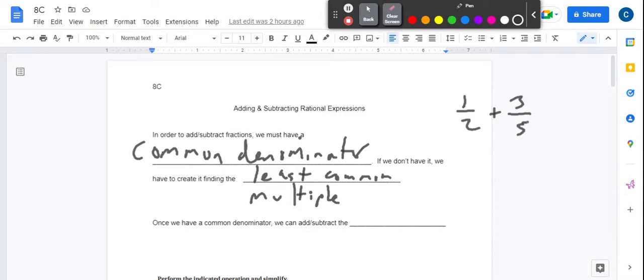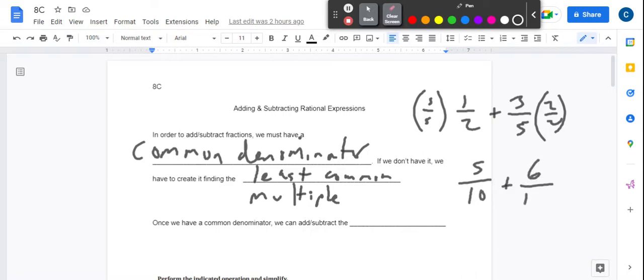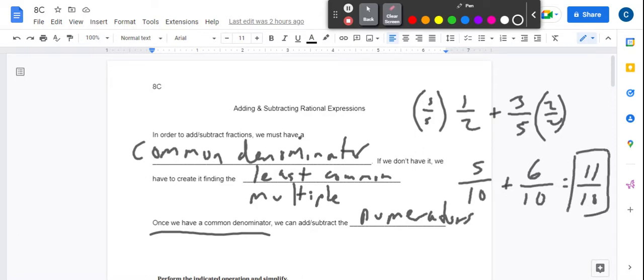Okay. So 1/2 really becomes 5/10 because we multiply this by 5 over 5. And we multiply this thing by 2 over 2 to get the least common multiple of 10. So we get 5/10 plus 6/10. And then, once we have a common denominator there, we add or subtract the numerators. So 5/10 plus 6/10 is 11/10. And then we have our answer, and then we're good to go.